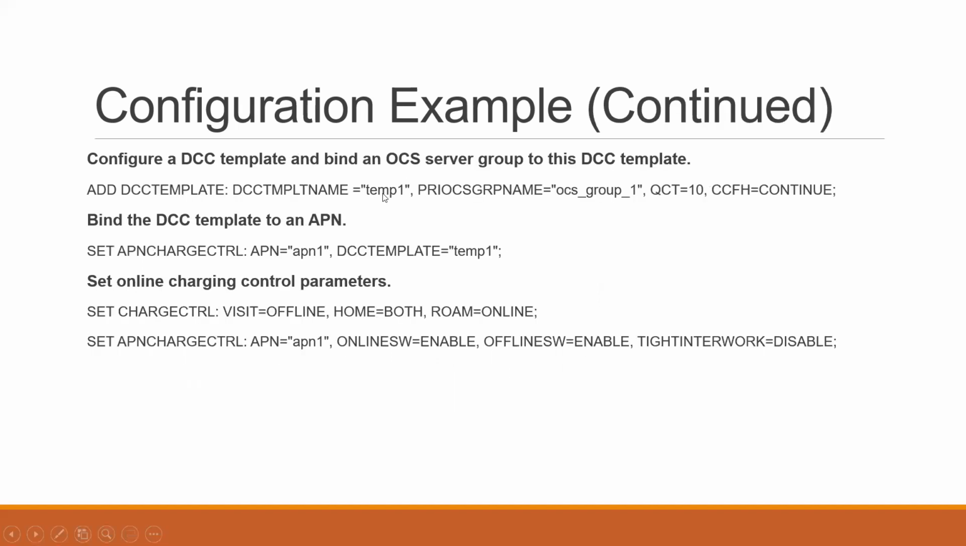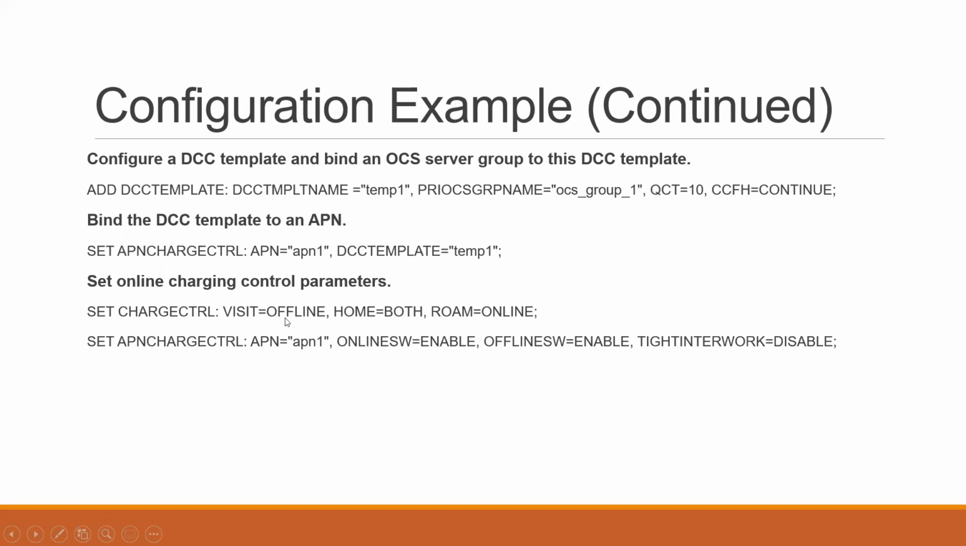Next, you can add a DCC template, and in the DCC template, you mention what is the primary OCS group, and you have the option of adding a secondary group. You can add different parameters pertaining to your DCC template like QCT, QHT, VQT, TQT, and then you bind a DCC template to an APN. So this is how you bind it, that APN charge control, and then you can specify whether online and offline charging needs to be done or not.